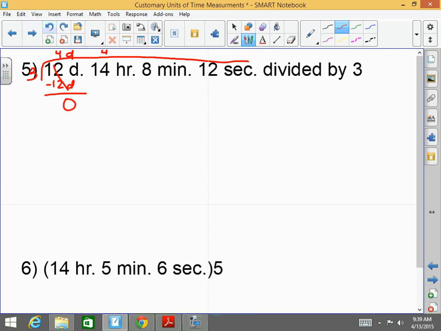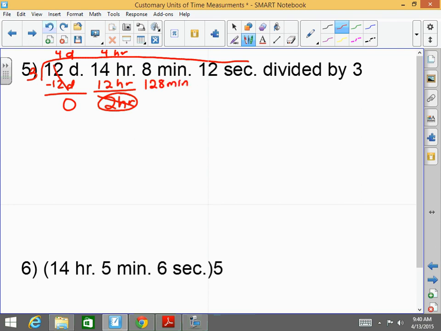4 hours. However, that's only 12 hours. So what am I left with? 2 hours. But what do I do with those 2 hours? You're going to convert these 2 hours into minutes. So that will be 120 minutes that you add to this 8. So that becomes 128 minutes.